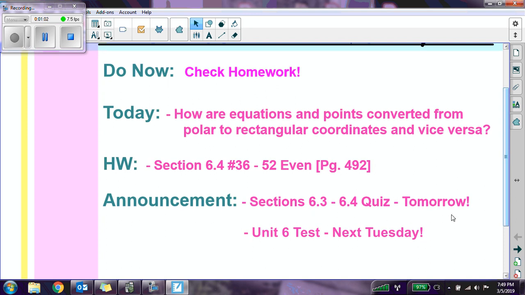Also, a reminder for tomorrow, we do have a quiz coming up on section 6.3, which is your parametric equations section, and the beginning of 6.4 with what we did yesterday: converting back and forth between rectangular and polar points, plotting polar coordinate points, and finding all possible polar coordinates for a particular point.